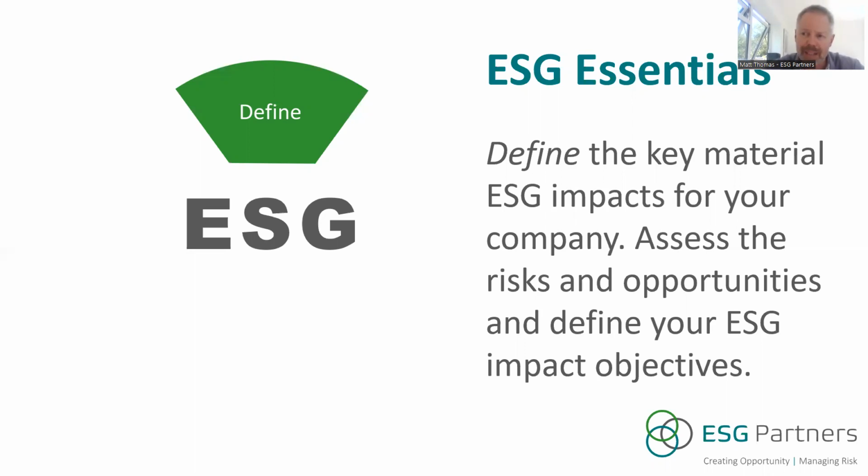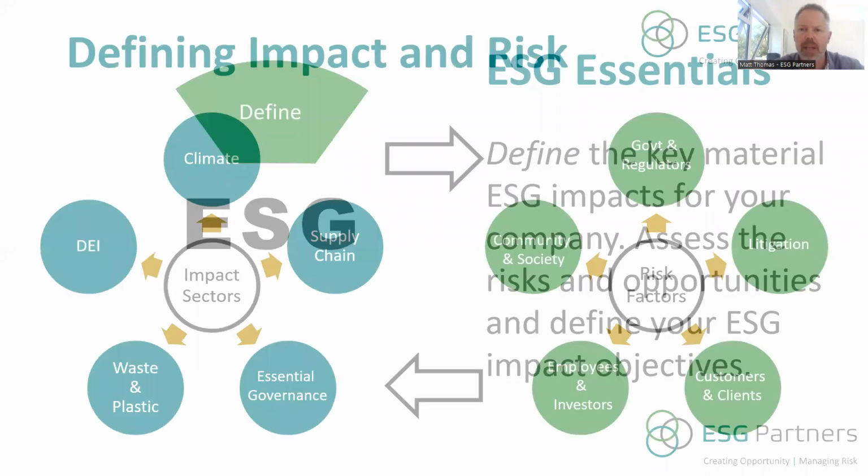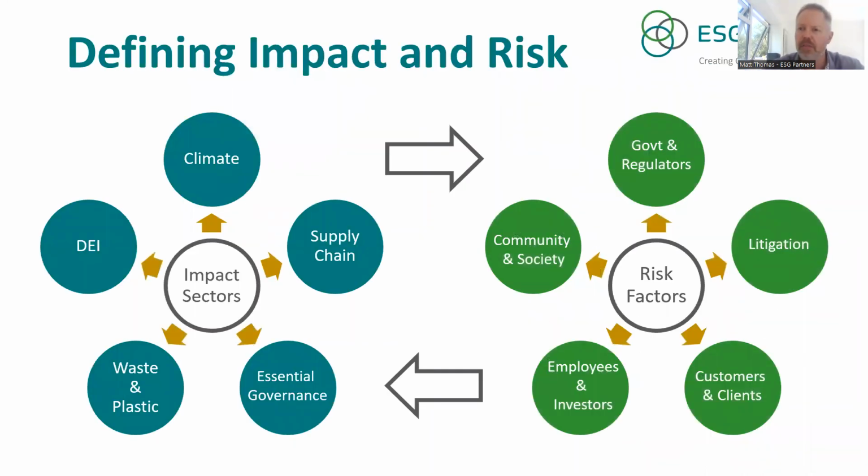For SMEs, that needn't be the case. So this initial step of defining is about looking at what the key material impacts for your company are, using them to assess risk and opportunity, and then subsequently defining what your ESG objectives should be. And I will just illustrate that with the next slide. And as I say, for SMEs, this can be a much more simplified process.